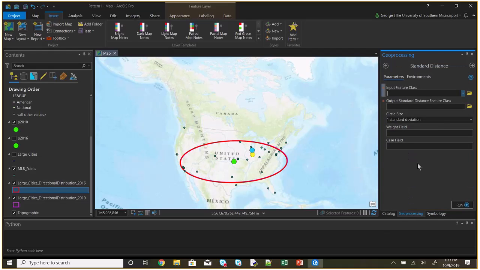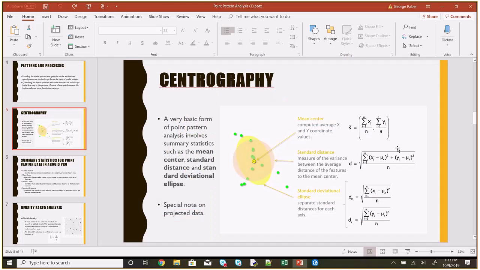Standard distance, that's what it's called. That's this one, where it's just giving you a circle rather than an ellipse, so it's not considering x and y separately. This one creates the spread in x and the spread in y, and this creates just the spread of all the points in general. So you get a circle.